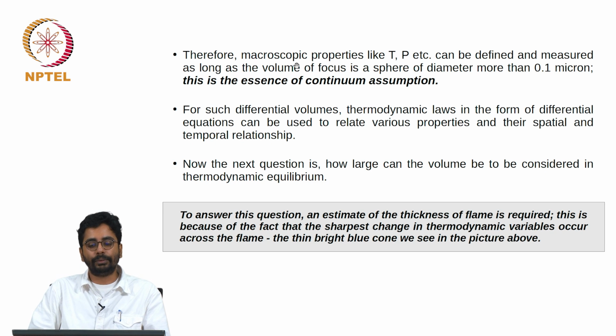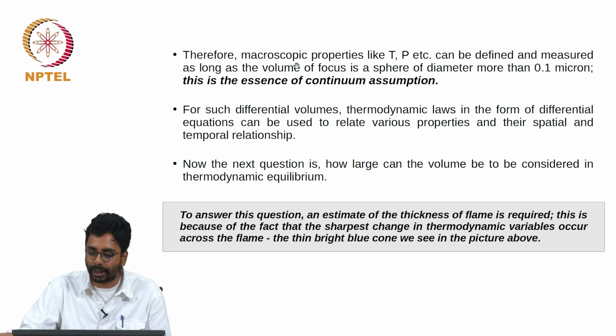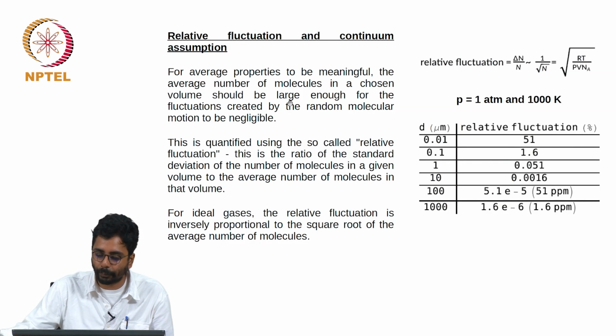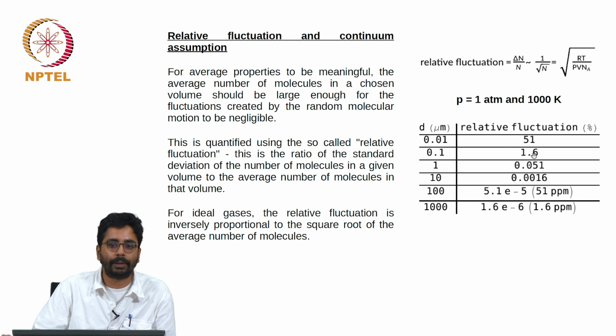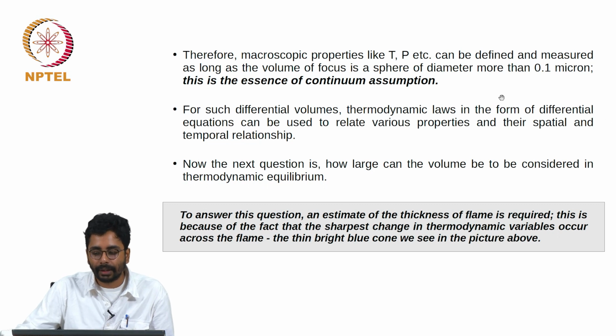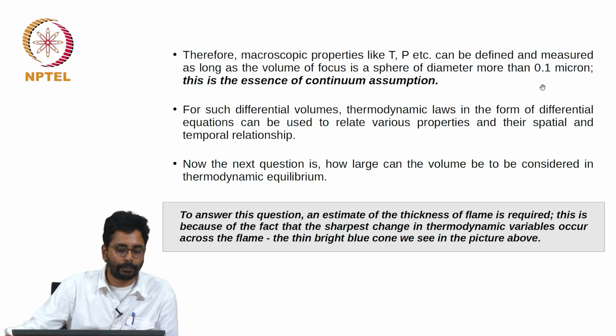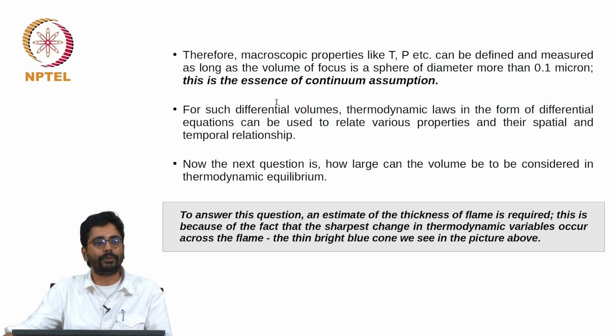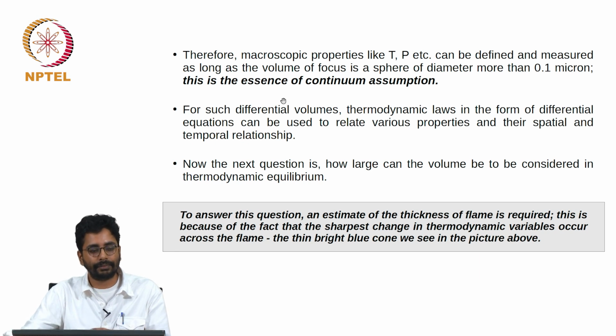Okay. So a cube of side more than 0.1 microns. At 0.1 microns the relative fluctuation is only about 1.6%, and then it drops very quickly as the volume increases. So as long as the size is more than about 0.1 micron, we do not have to worry about the validity of the average properties.